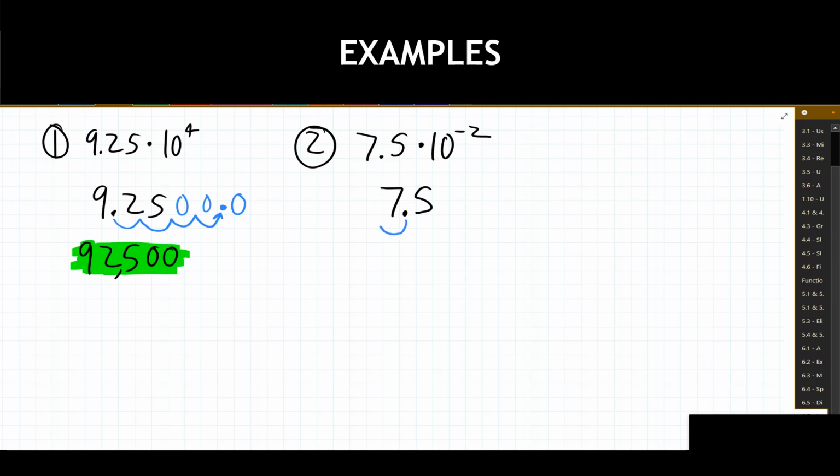So it means we're going to come over 1, 2. Now we're filling in with placeholder zeros. Again, I like to have a decimal point in front and at the very end personally. So when this is rewritten, I have 0.075 as my final answer. And that is our process for converting back and forth between scientific notation and decimal notation.